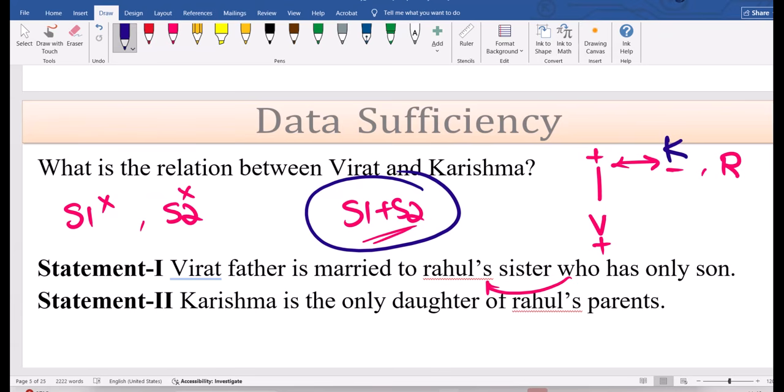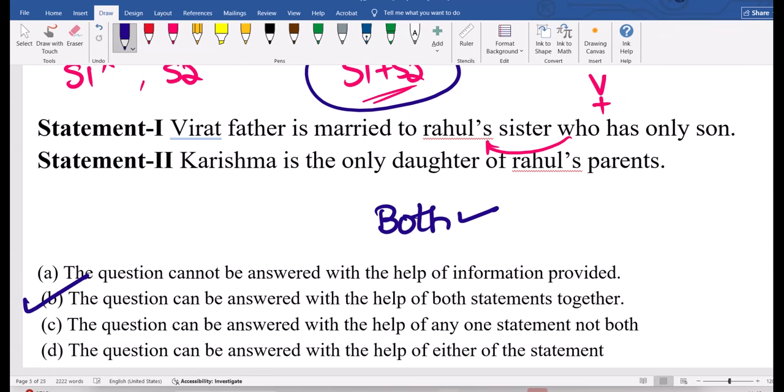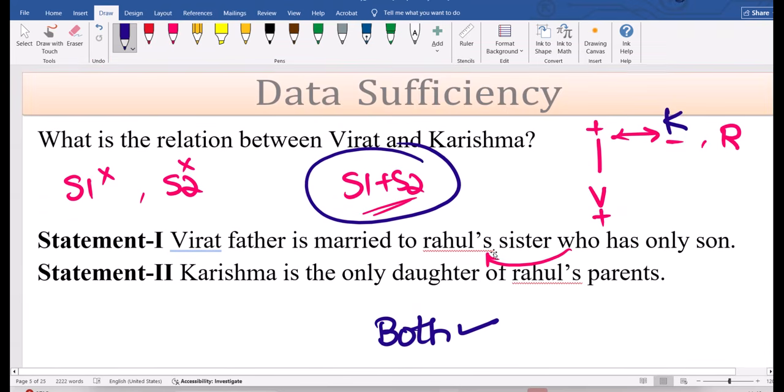Both are required, not one way. How is Virat related to Karishma? How is Karishma related to Virat? Both should be answered. If only one is possible and the other is not, then we cannot answer is the answer we have to keep. Both, vice versa: how Karishma is related to Virat, how Virat is related to Karishma, both must be addressed. So put together, sufficient. We have to go for that answer: both statements together.